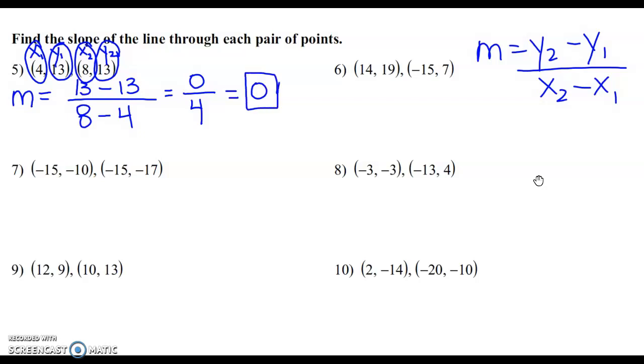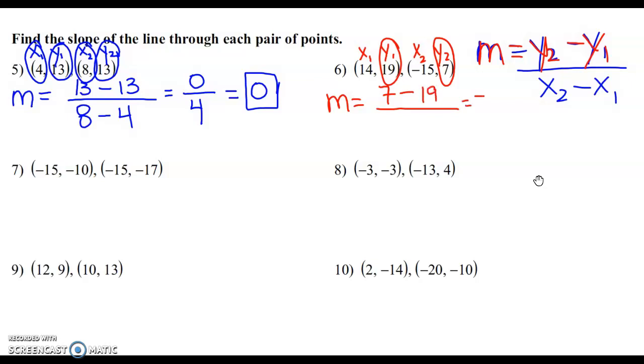So remember, formulas never change. Same thing on the next one. First point is x1, y1. Second point is x2, y2. So when I use my formula here, I start off with m equals. Then I have y2, the second y is 7. Formula has minus. Then y1, the first y is 19. 7 minus 19 is negative 12.